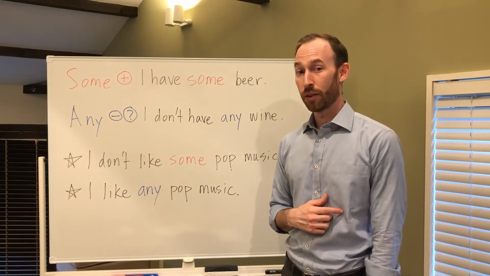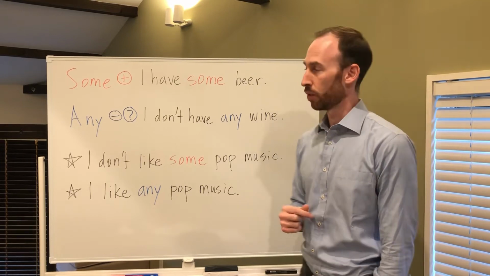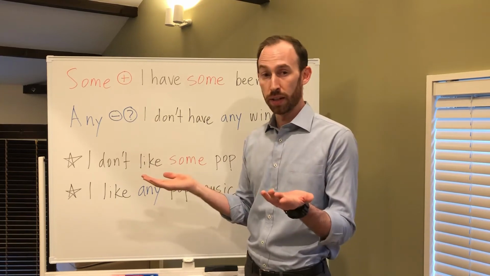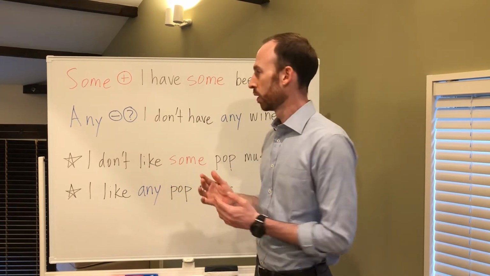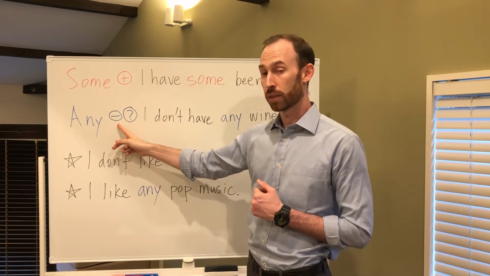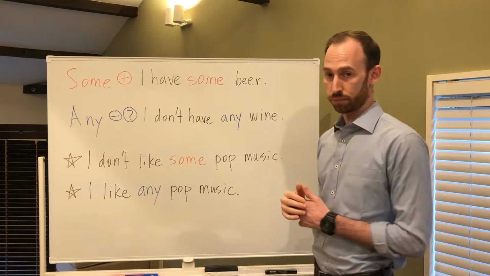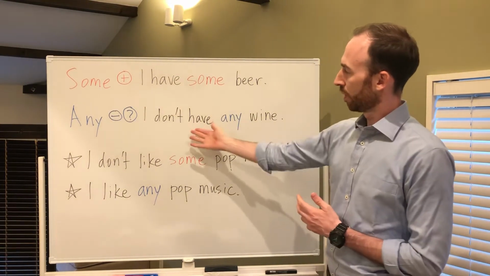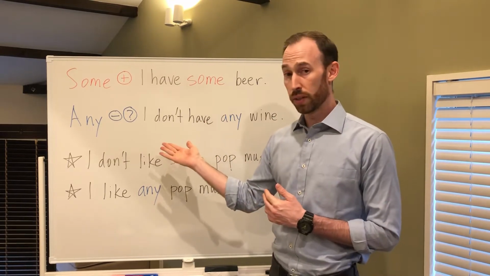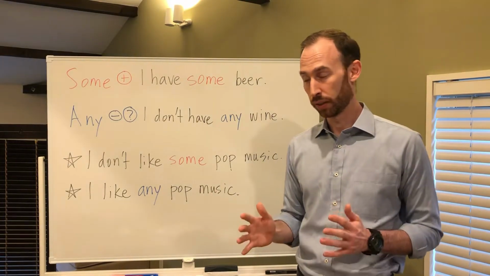Today I want to talk about how to use two words that can be a little troublesome for people learning English. The words are some and any. If we were to open an English textbook, we would likely be told to use some in positive statements and to use any in negative statements or in questions. So for example, I have some beer, or I don't have any wine. This rule is often true, but it's not always true, which can be a little confusing for people learning English.